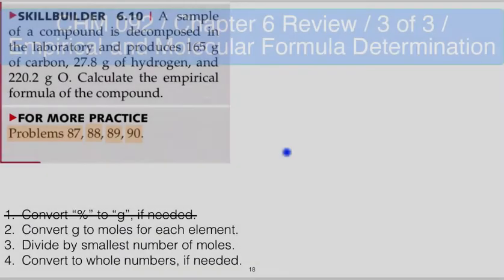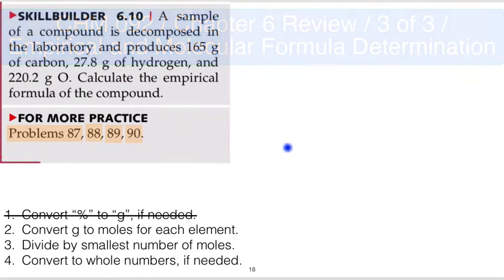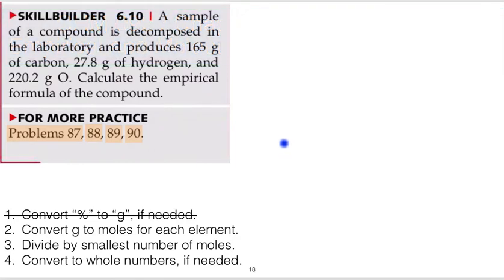So in this video for Chapter 6 review, I want to concentrate on empirical formula and molecular formula calculations. So here's an empirical formula calculation. We are given the mass of three different elements: carbon, hydrogen, oxygen. Pretty classic setup, okay? Something I've said in previous videos: when in doubt, calculate moles. That's what you're going to do here.